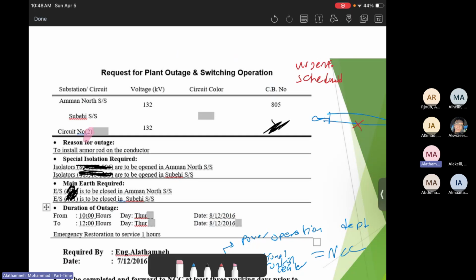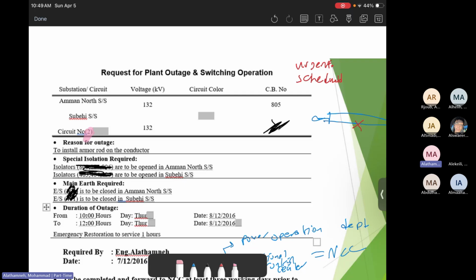Now the next thing for Sbehi: again, don't do the isolators and the earth switches now. You need to be consistent. First of all, turn off the circuit breaker on Amman North. After that, turn off the circuit breaker on Sbehi. After that, turn off the isolators on North Amman. After that, turn off the isolators in Sbehi. Then the last one, do earthing in Amman. After that, do earthing in Sbehi.